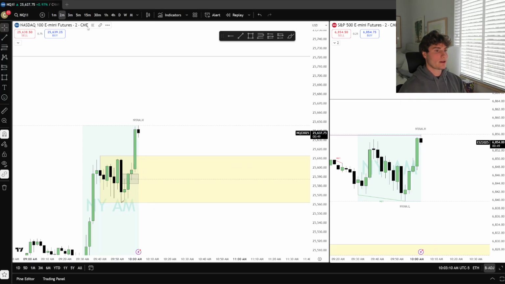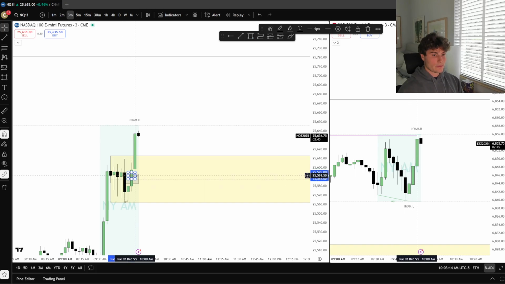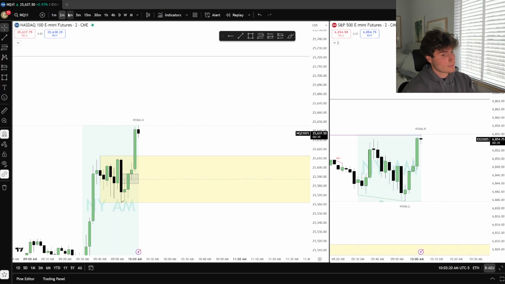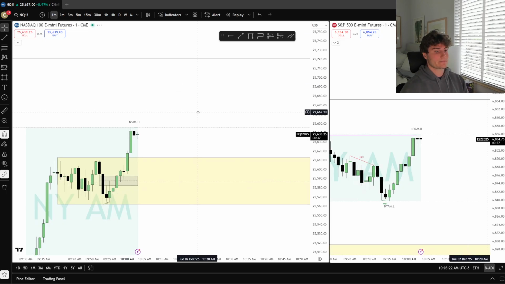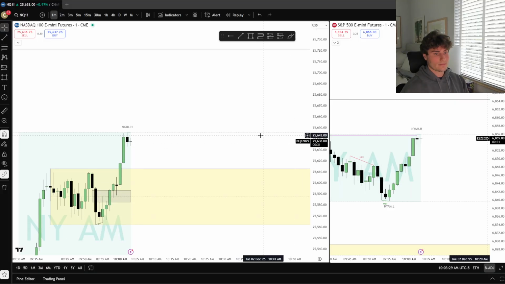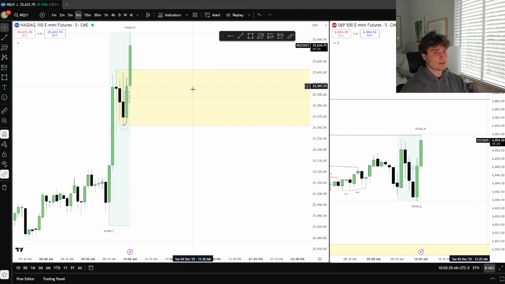Let's see. We have a lot of stacked PD arrays as well. We have that 5-minute order block. We have this 3-minute fair value gap, right? So let's see if we can get an entry. And I'll only enter this if price comes and taps this order block.